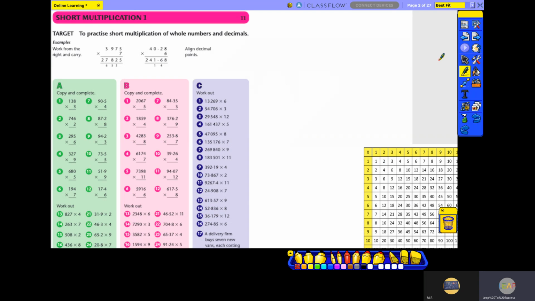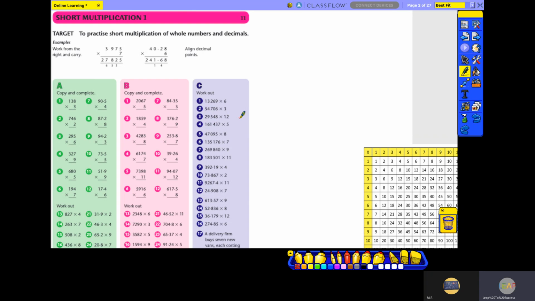Okay, guys, we are going to move on to the next stage of short multiplication. So in the last episode, we looked at a 4 digit by a 1 digit. Well, today we're going to look at a 4 digit number or a large number multiplied by a double digit number. So let's pick a question from here.